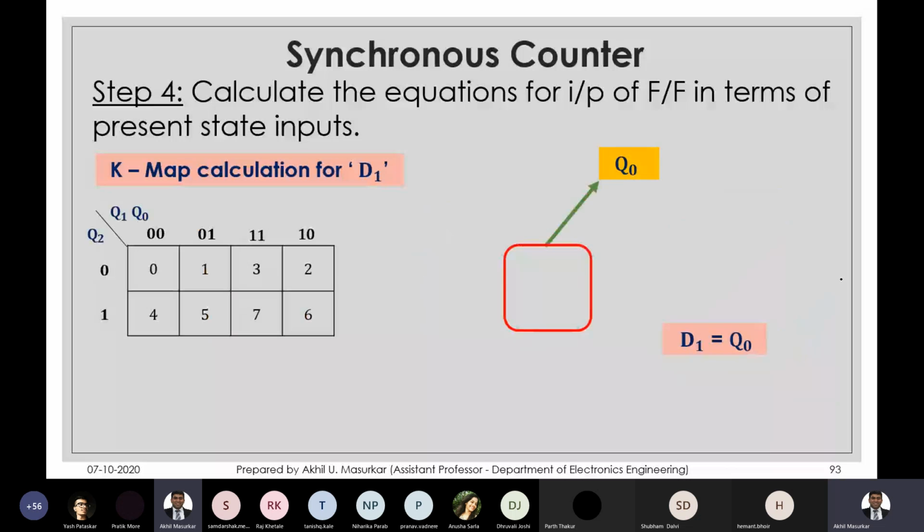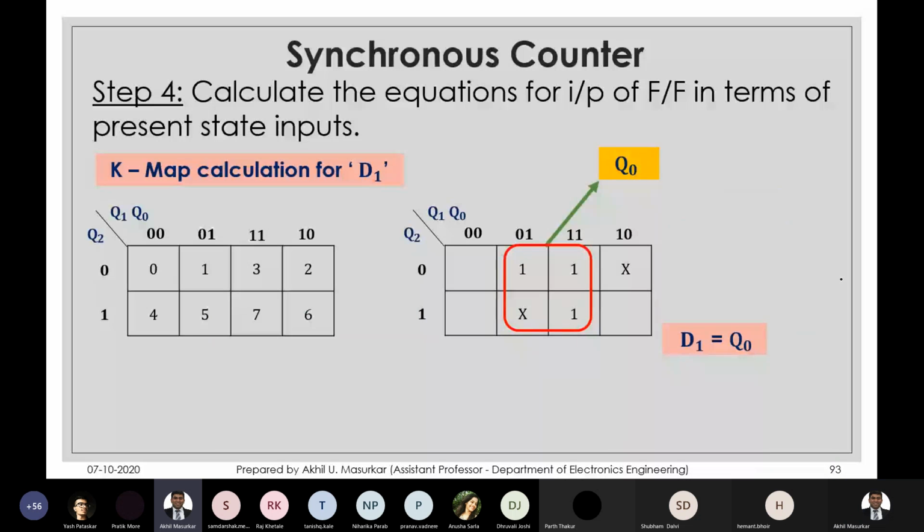Okay, D1 is like this. Yes, your D0 is, I think, not correct. Yes, Omkar, D0 should be Q2 bar. Check it. Yes, sir. So that is the change, right? Suman also got D0 is Q2.